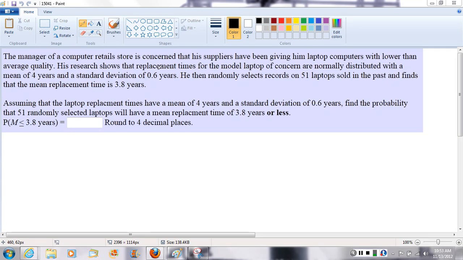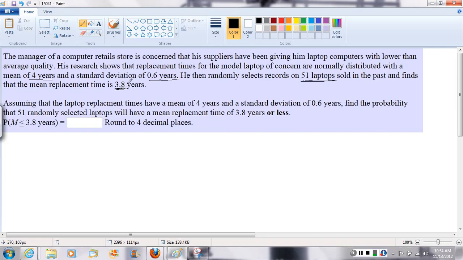So they did some research and found out that on average, laptops of this type have a lifespan of 4 years with a standard deviation of 0.6 years. So the owner of this store goes through and takes a random sample of 51 laptops he's sold and finds that the mean replacement time for that sample was 3.8 years.